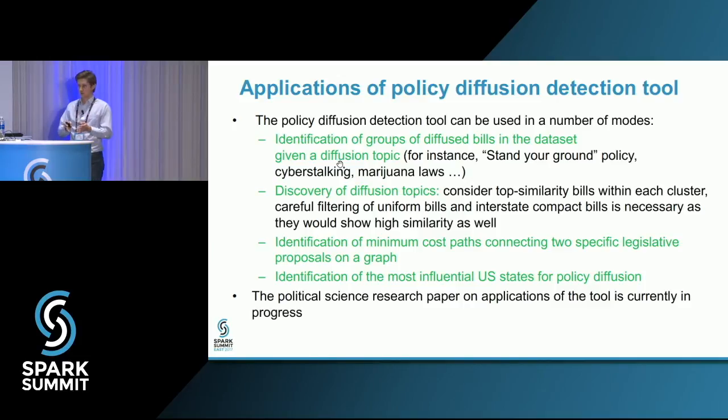It can be used in the mode when we just want to do discovery of topics. Maybe we want to search for a topic that we haven't considered in the beginning. And also for specific topics, we can identify minimum cost path between the bills on the graph. A possible application is to determine most influential states for policy diffusion, but one can argue that this is an obvious question, like the most influential states are typically California and New York as it comes to the legislation.